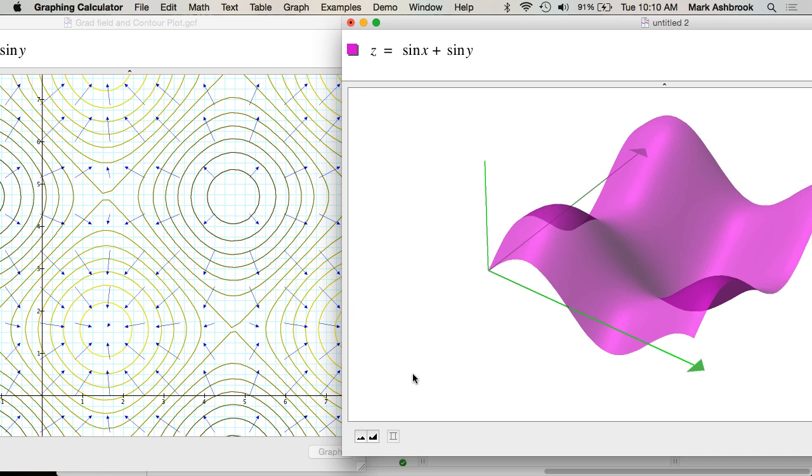Yeah, Ezra. We wouldn't be asked to draw the gradient field on the left without the graph on the right, because we wouldn't know whether or not it's going up or down at that point if we were not given the function as well.